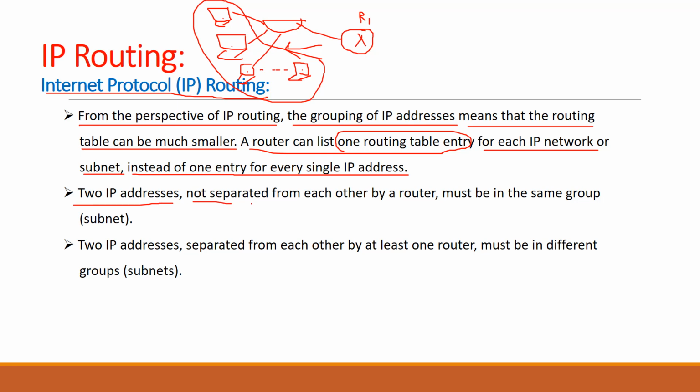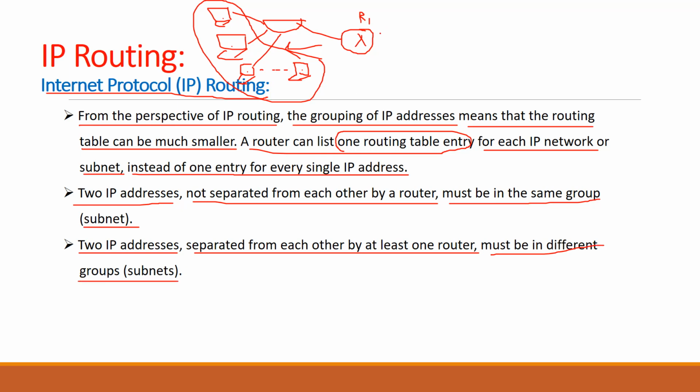Two IP addresses not separated from each other by a router must be in the same group or subnet. Not just for now, but all the time. Because later on when we discuss VLANs, VLANs should be separated by a multi-layer switch or a layer 3 device like a multi-layer switch or router. So two IP addresses not separated from each other by a router must be in the same group or subnet. Two IP addresses separated from each other by at least one router must be in different groups.